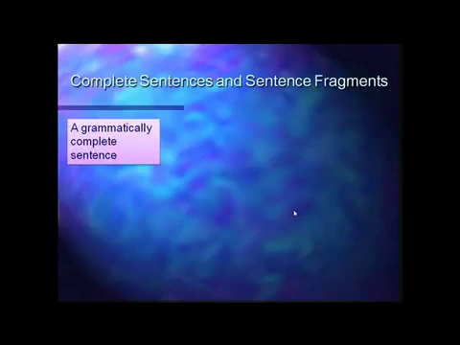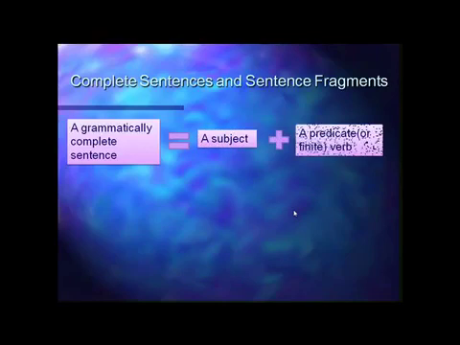A grammatically complete sentence contains a subject and a predicate verb. If the verb is transitive, there will be an object after it. Superficially, this definition is easy to understand, but many mistakes in writing are essentially related to a real understanding about this concept.